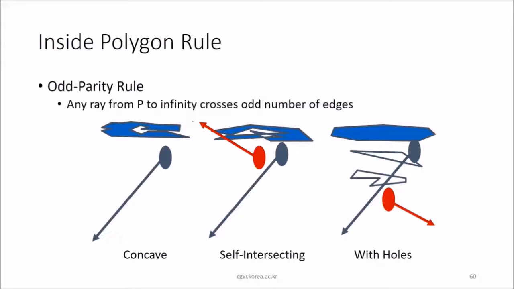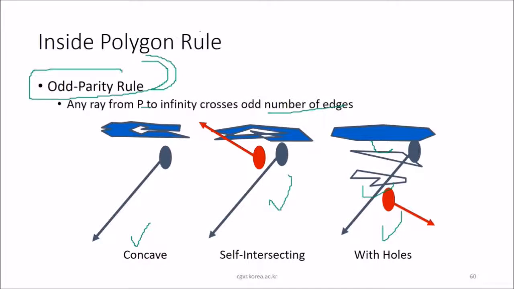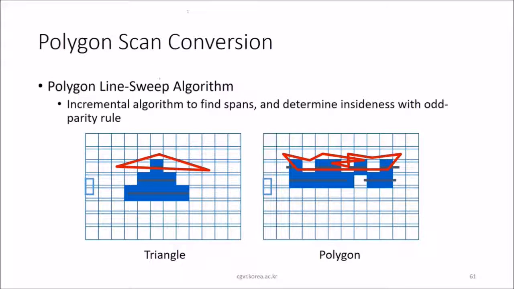We use the odd parity rule. Any ray from P to infinity crosses an odd number of edges. This is a concave, this is a self-intersecting, and these are with holes. These are holes. So we just apply the odd parity rule. If it is odd parity, we say that it is inside the polygon. Then for polygon scan conversion, we use the polygon line sweep algorithm. In this, an incremental algorithm is used to find spans, and we determine the insideness with the odd parity rule.